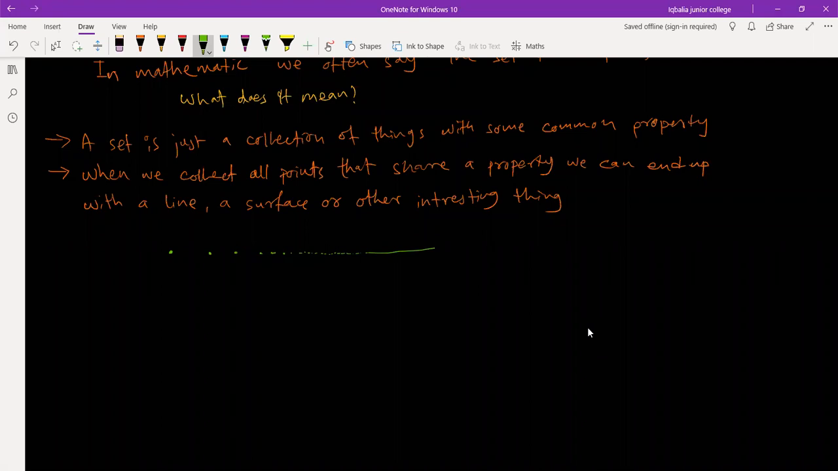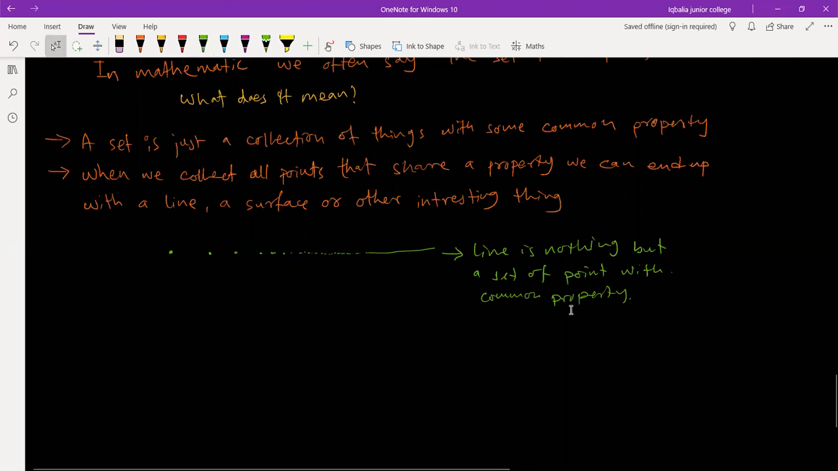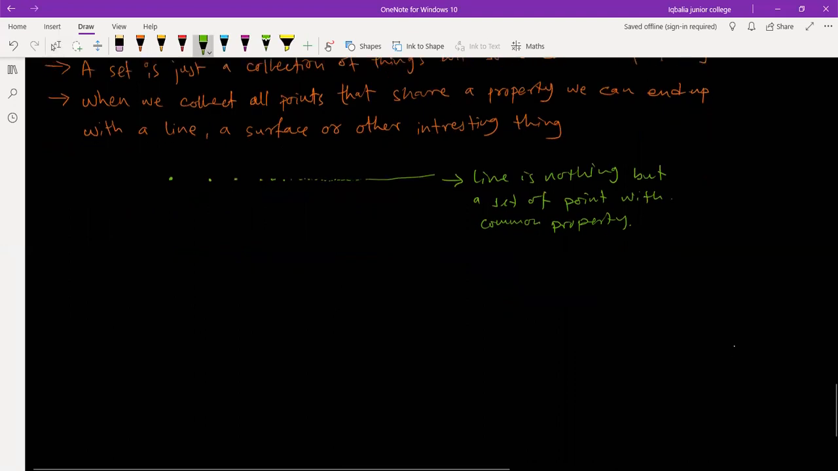So here a line is nothing but a set of points with a common property. Common property. Boys, did you understand the meaning of a set of points? Okay. Now this is an example for you.